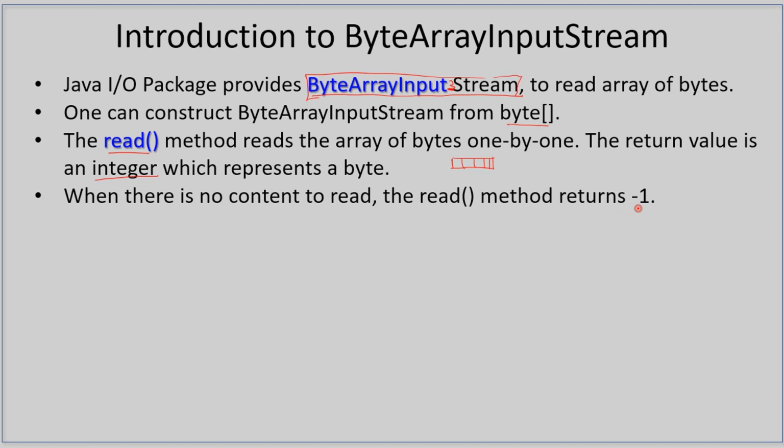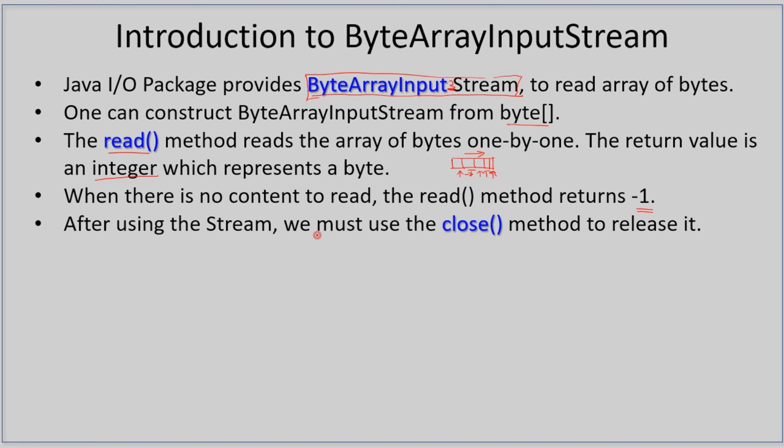The read method will return -1 when there is no content to read. Say for example, this is the byte array, slots 1, 2, 3, 4, 5. Each time the pointer will advance to the next byte to read, and at this stage it is at the last location, right? Once you read, it will return an integer, and the next attempt to read will return -1. Why? Because it's at the end of stream. Like end of file, we can call it end of stream. That's the technical term. We say end of stream when the pointer is at the last location.